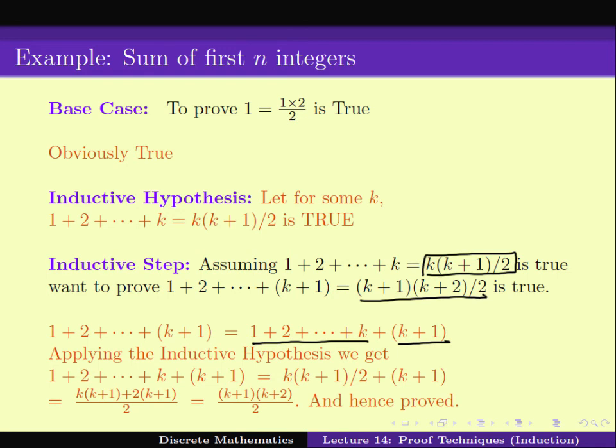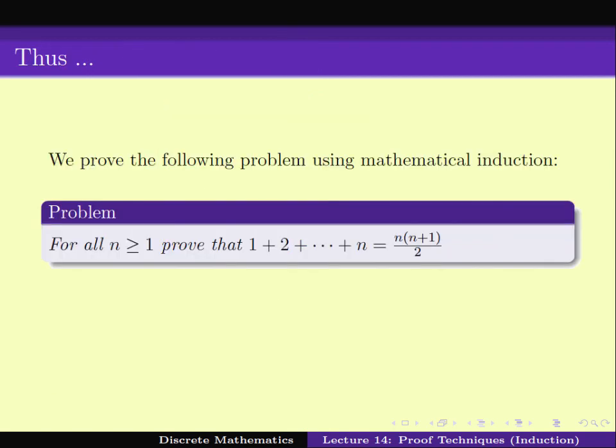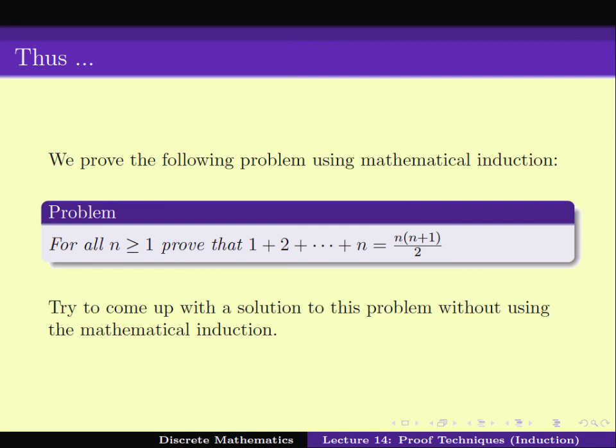So while this original problem might have looked a bit daunting, namely how do you prove that the sum of the first n integers is n into n plus 1 by 2, the principle of mathematical induction gives us a way to solve it by following 3 basic steps: base case, induction hypothesis, and inductive step. So we have proved this problem, and I would ask you to try to come up with solutions to this problem without using mathematical induction. In this case, it is doable, though a bit tricky.